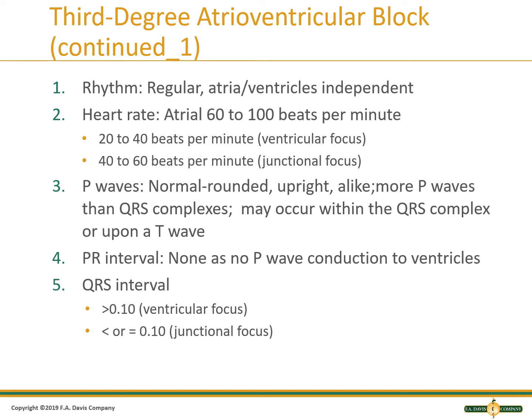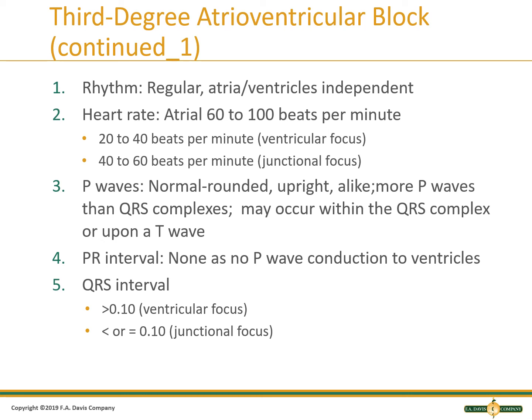So again, the rhythm is regular. Atria and ventricles are independent of each other. The atrial heart rate is 60 to 80 beats per minute, 20 to 40 beats per minute if it's the ventricle focus, 40 to 60 beats per minute if it's junctional focus.